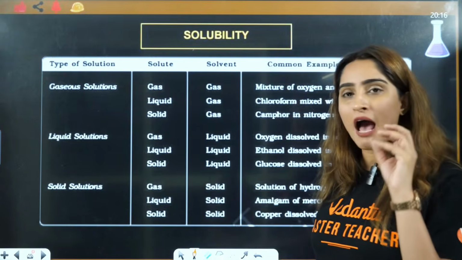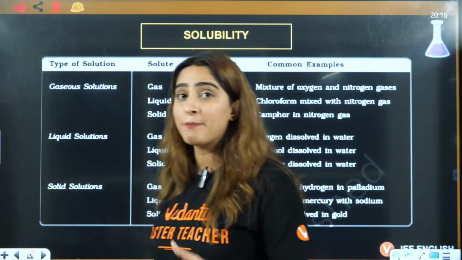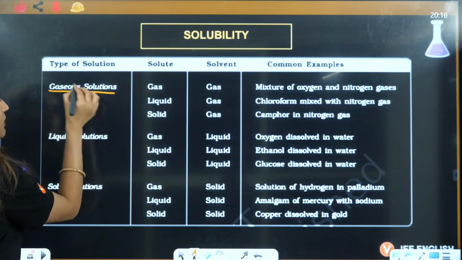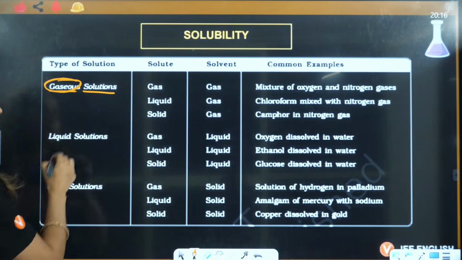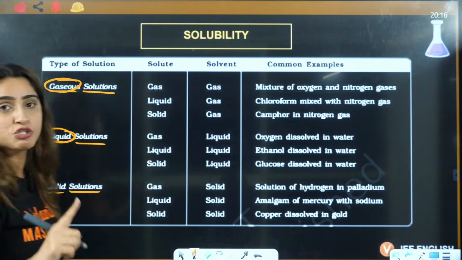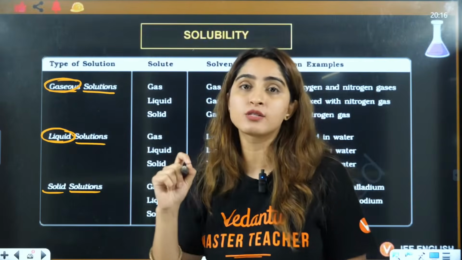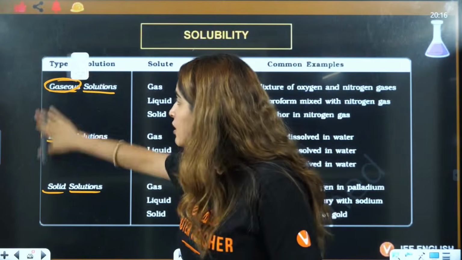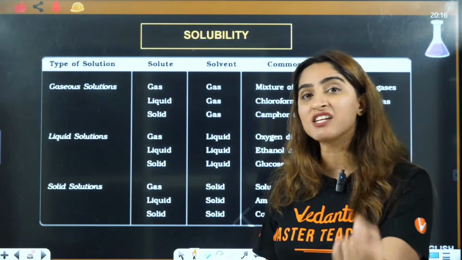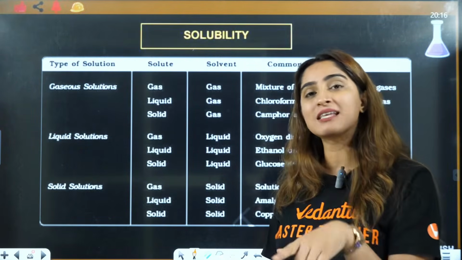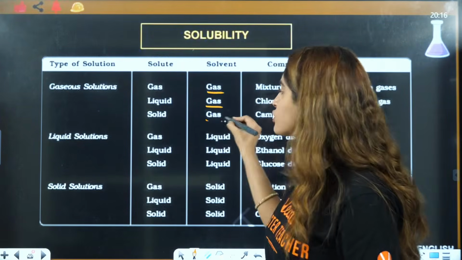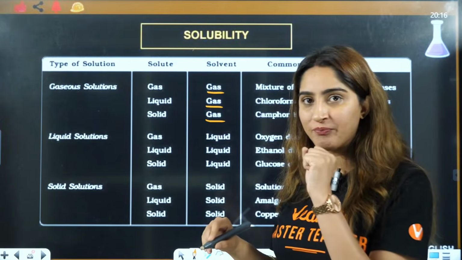So you should also have knowledge of, for example, gaseous solutions. The name gaseous solution means the solvent is gas. Liquid solution means the solvent is liquid. Solid solution means the solvent is solid, right? So the solvent we have fixed. That means whenever I am talking about gaseous solutions, I have fixed that gas will be the solvent, right?